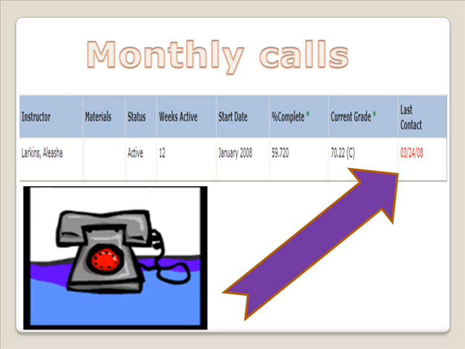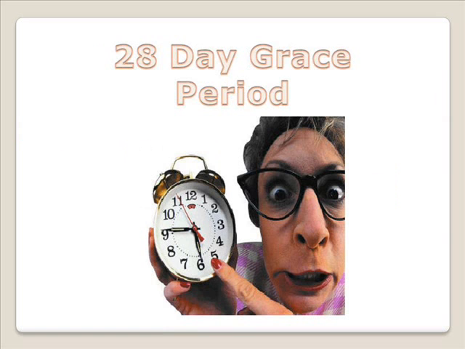If, when you sign into the Florida Virtual School and scroll down to the bottom of the dashboard, you notice the date beside your name is in red, that means you're overdue for a monthly call. Please call or schedule a time to talk immediately.